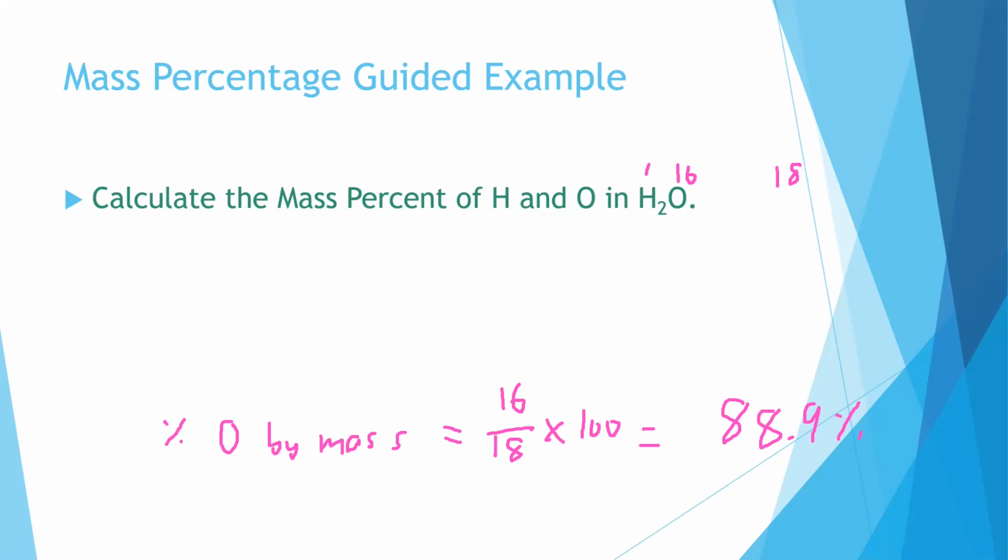So that's how you do these problems. You just find the mass of the element over the total mass. So this 88.9% means that in any sample of water, 88.9% of the mass of the water is due to oxygen atoms. So that's basically what mass percent tells you. And of course, we're going to have some example problems where you can try this out.